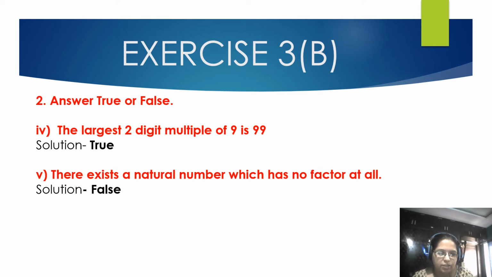Fifth bit, there exists a natural number which has no factor at all. False. Every number has a factor.